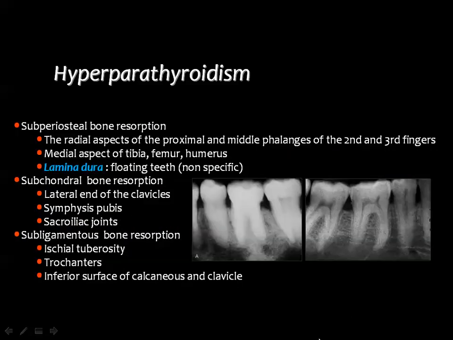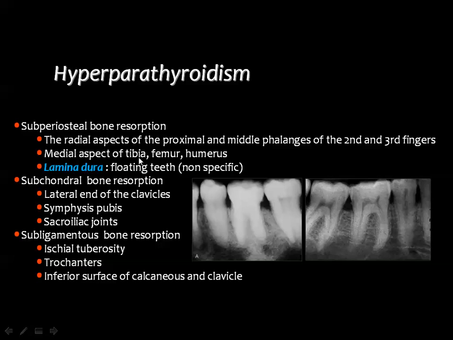Then hyperparathyroidism will result in resorption of calcium from the bone to be transferred to the blood. And the resorption will start in these particular areas: the subperiosteal bone, the subchondral bone, and the subligamentous bone. In the subperiosteal bone, this is quite evident in the hand, in the proximal and the middle phalanges of the second and third fingers, especially the radial aspect of the phalanges.